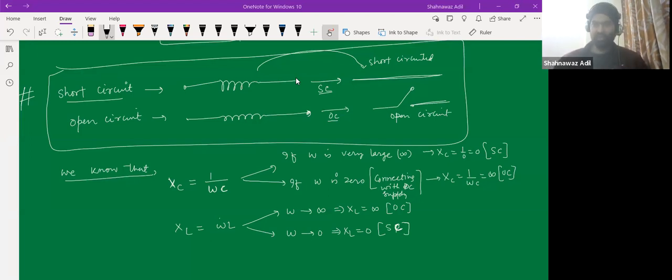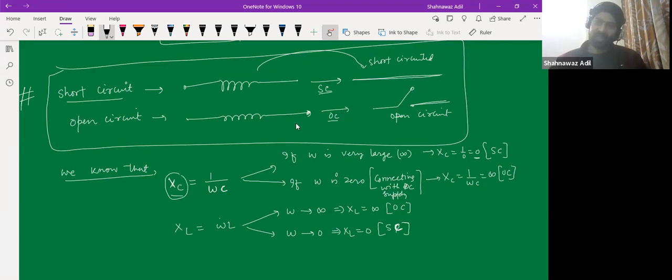Sir, what is the difference between short circuit and open circuit? In open circuit, the current doesn't flow. And what do I mean by XC being 0? It means that this circuit provides zero resistance. Zero resistance is a short circuit, sir?